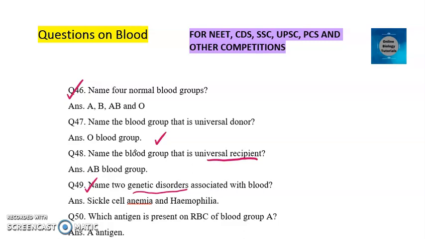Question number 50, which antigen is present on RBC of blood group A? Remember, if this is the RBC, then it should have a surface antigen. In case of A blood group, the person will have A antigen on its surface, and in case of B blood group, it will be B antigen. In case of AB blood group, it will be both A and B, and in case of O blood group, there will be no antigen on the RBC surface.